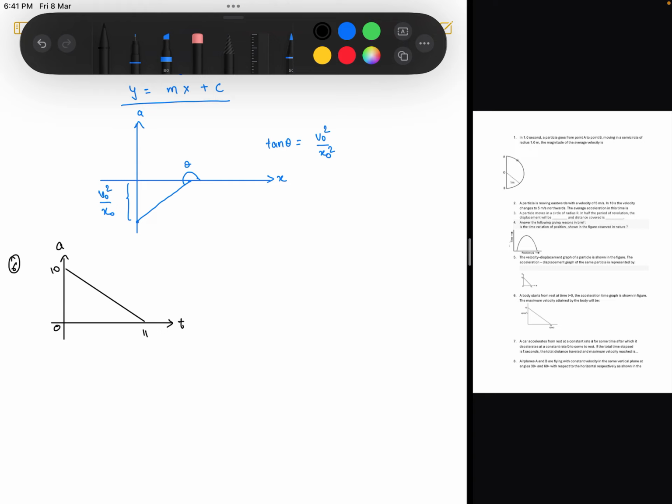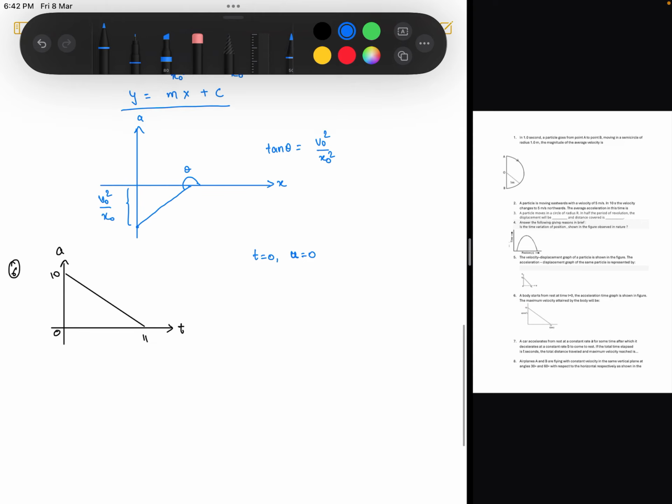What we have to tell: a body starts from the rest at t is equal to 0. Okay, so at t is equal to 0, it is given that initial velocity is also equal to 0. As shown in the figure, the maximum velocity attained by the body will be, so we have to tell what will be the maximum velocity attained by the body. Since we know that from Newton's equation of motion, v minus u is equal to at.